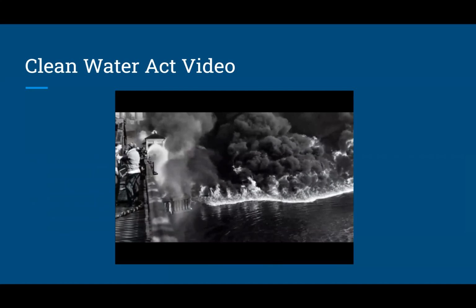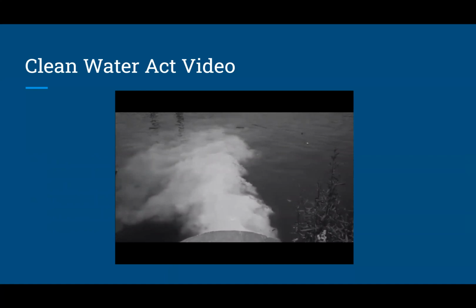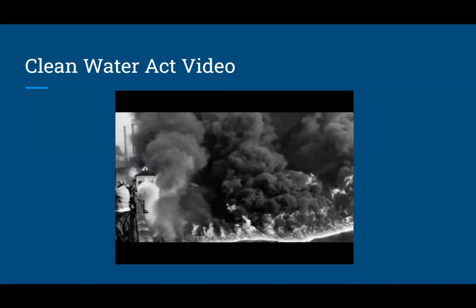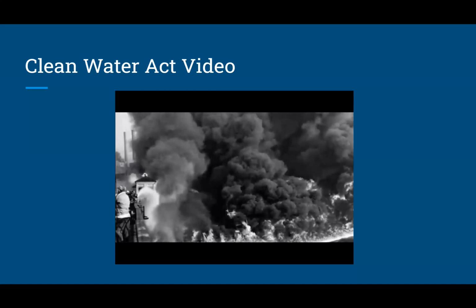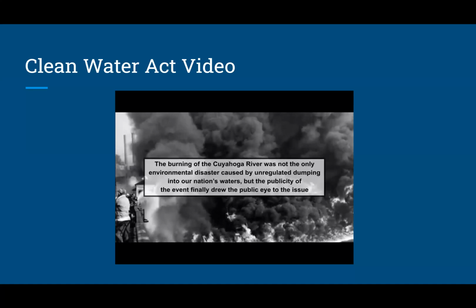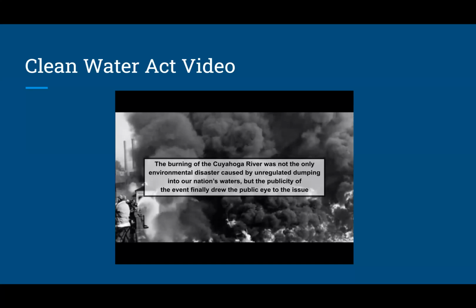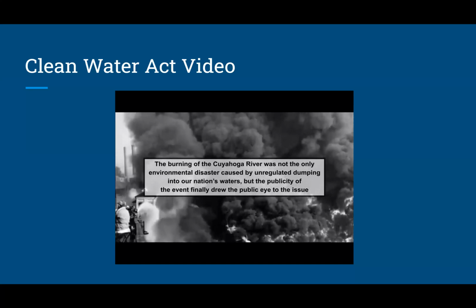This portion of the Cuyahoga River was heavily populated by industrial facilities that dumped waste directly into the water. The river caught fire so often that locals barely even took notice any longer. They simply put out the blaze and carried on as if nothing out of the ordinary had happened at all. The burning of the Cuyahoga River was not the only environmental disaster caused by unregulated dumping into our nation's waters, but the publicity of the event finally drew the public eye to the issue.